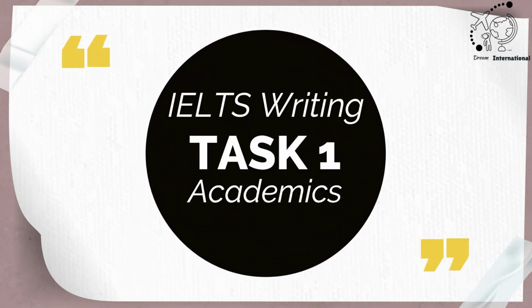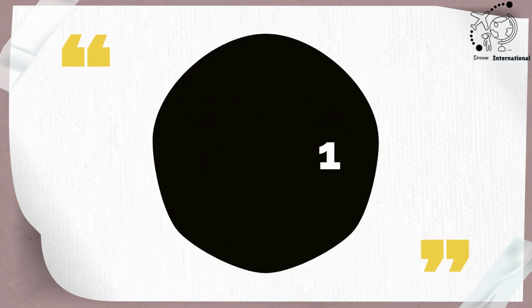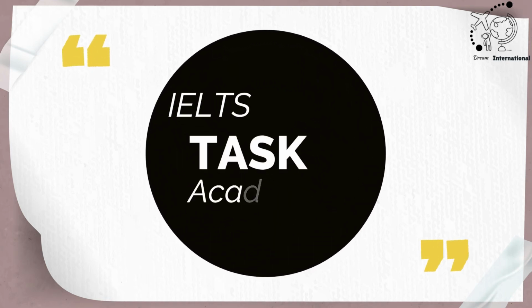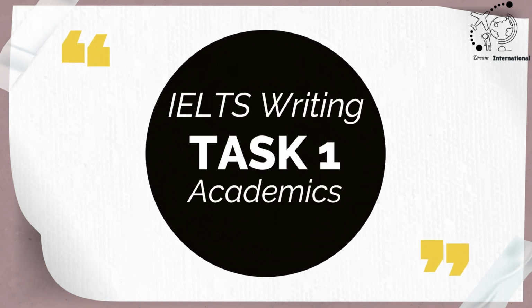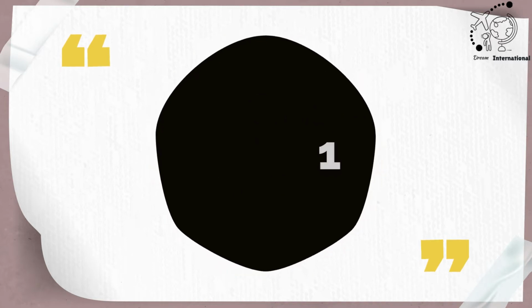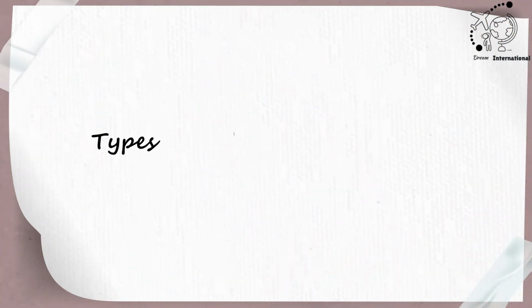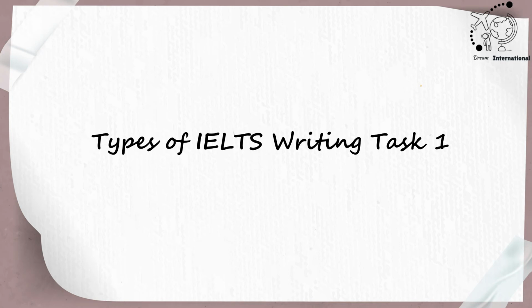This video contains all the types of IELTS Writing Task 1 Academic along with some important vocabulary. This is part 1 video and we will have further parts coming for IELTS Academic Writing Task 1 related to the types and important vocabulary to be used. Now let's have a look at the types of IELTS writing. There are around 6 types involved in IELTS Academic Writing Task 1.